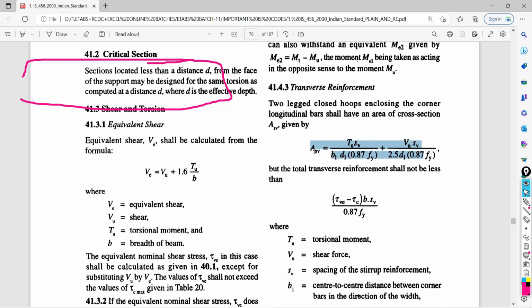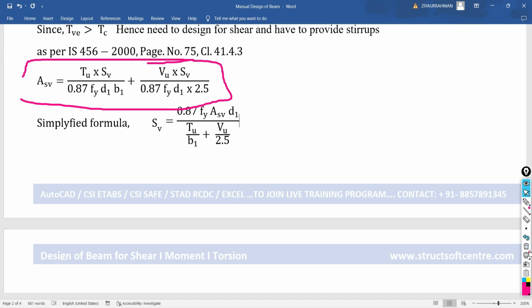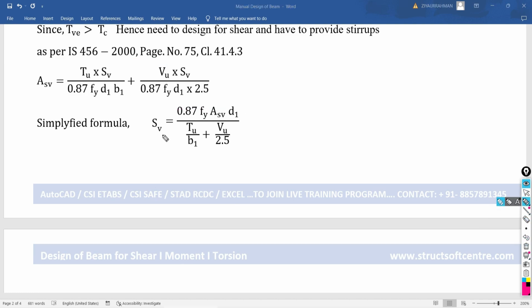This is the formula for the shear reinforcement calculation when your beam is subjected to torsion as well as shear force. The simplified version of this formula will become Sv = 0.87 fy Asv d1 divided by (Tu divided by b1 plus Vu upon 2.5). So the most important terms here are Asv, the area of unit shear reinforcement, d1 and b1. These are the other two dimensions, along the width of the beam and along the depth of the beam. We will see how to do the calculation for b1 and d1.